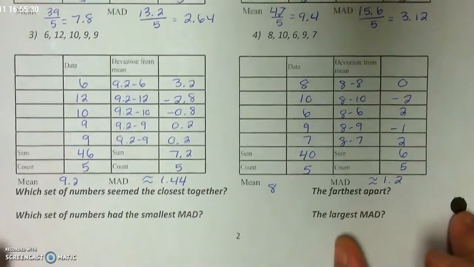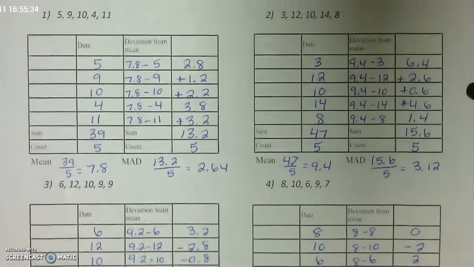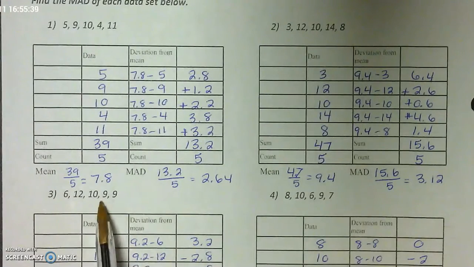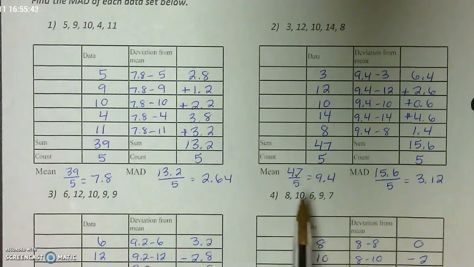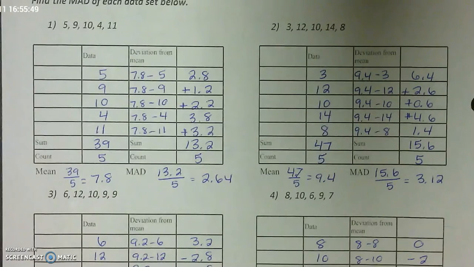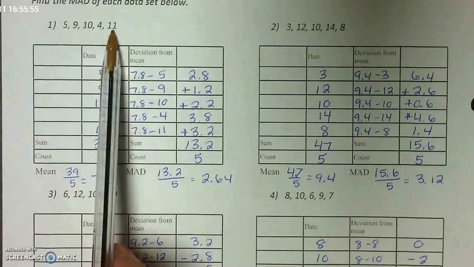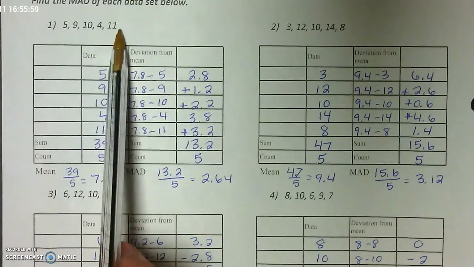Well, if I don't have the MAD, or the mean absolute deviation, to help me, if we quickly glance at all the data sets, this is asking which ones you think the numbers are relatively close together. So there's not a lot of gap between data. The easiest way to figure that out is just to look at the range. In this case, our biggest number is 11, our smallest number is 4, so our range is 7 on this one.